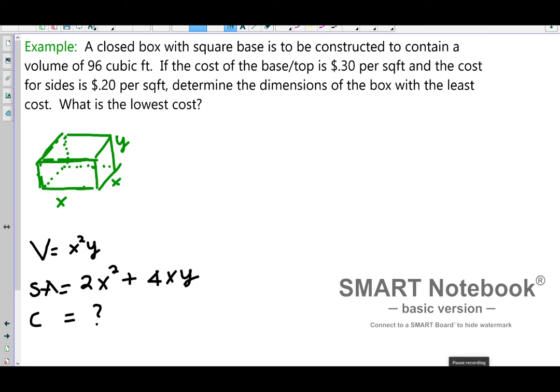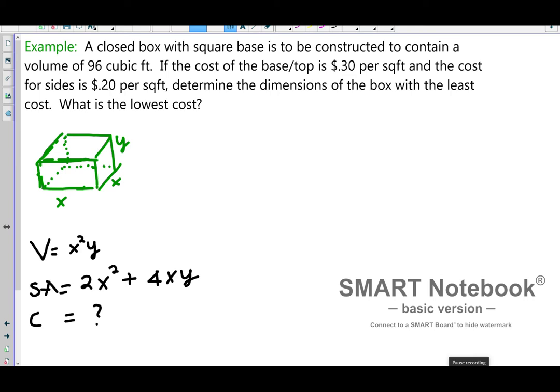So this time we have a closed box, and once again it has a square base, assume it's x by y, and it's supposed to contain a volume of 96 cubic feet. So once again, we know the volume, but the cost associated with creating the box is the top and the bottom is 30 cents per square foot, or $0.30 per square foot. And the sides is $0.20 per square foot. So determine dimensions of the box with the least cost. And what is the lowest cost?